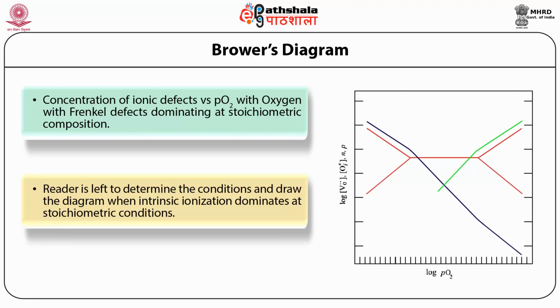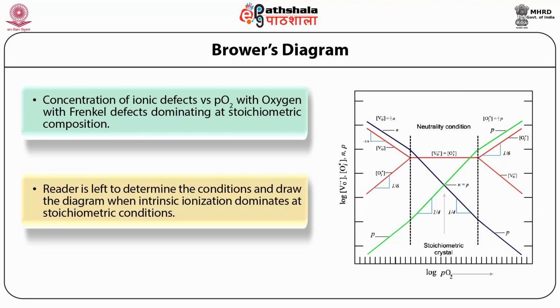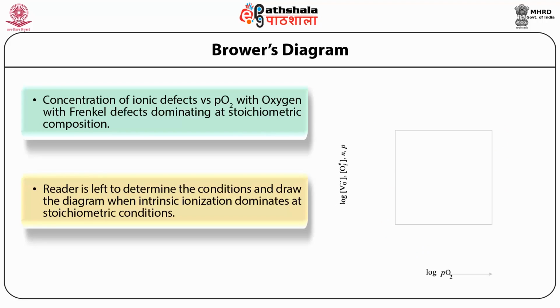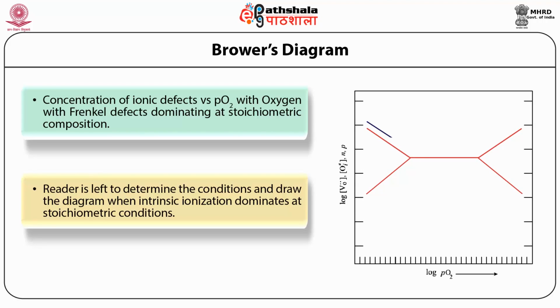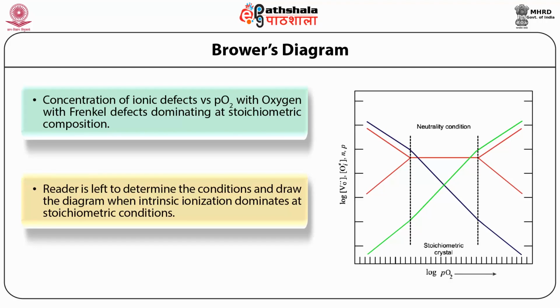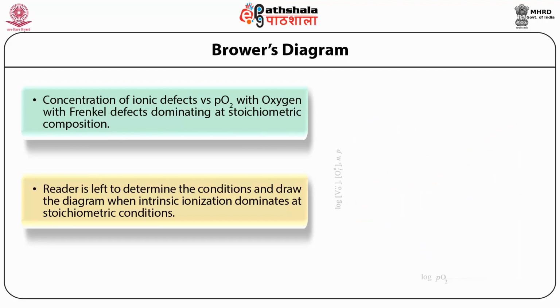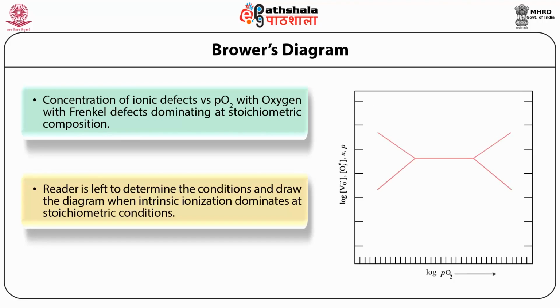Then draw the electron and hole concentrations, that is N and P, in the low and high pressure regions respectively, since their relationship to VO and OI is straightforward. Then you can extend these into the intermediate region and the low or high partial pressure of oxygen region according to the slopes obtained from the analysis. So this process yields the diagram which is shown on the left hand side.